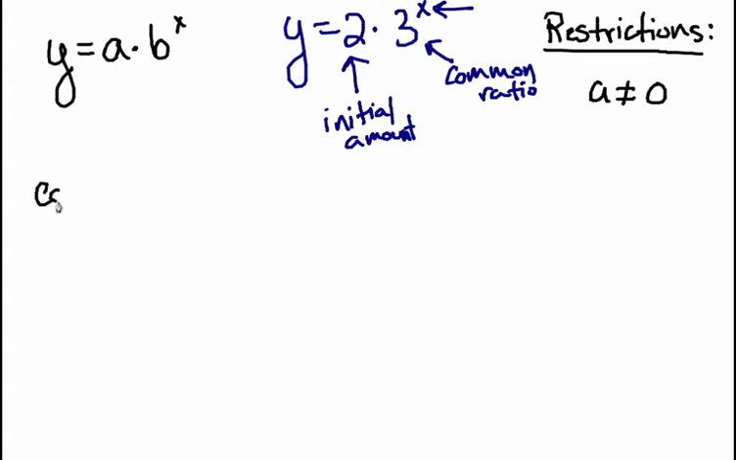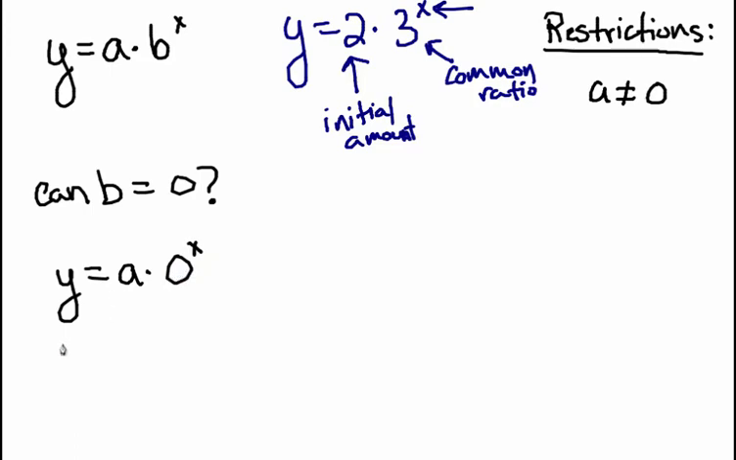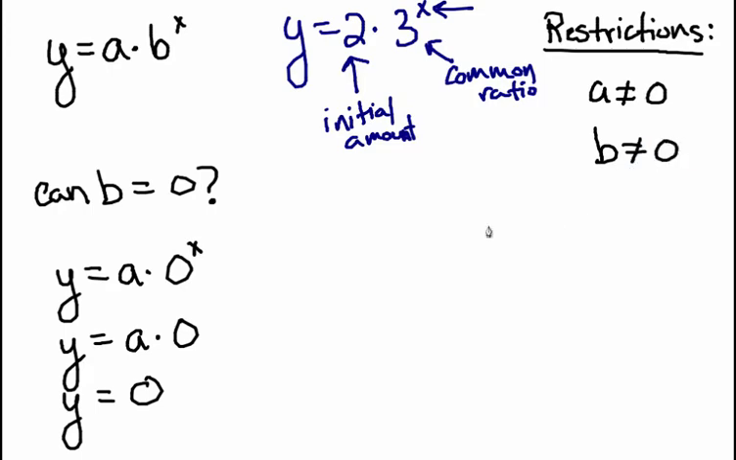Let's try something else. Can b equal 0? Let's see. Y equals a times 0 to the x power. Well, if you raise 0 to any power, you get 0. So we have a times 0. And anything times 0 is 0. So again, this simplifies to y equals 0, which we discussed previously is not an exponential function. So another restriction is that b cannot equal 0.